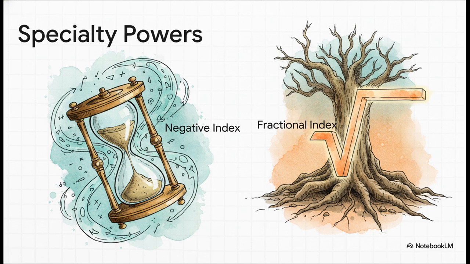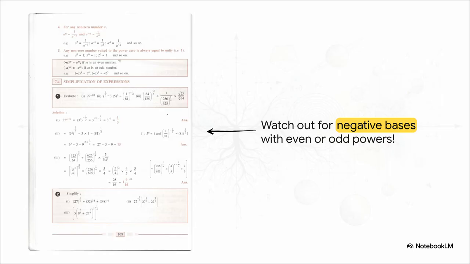And a fractional index? That's an instruction to find the root. A power of 1/2 is your standard square root. A power of 1/3 is a cube root. Once you know the code, they're just incredibly efficient ways to write out complex commands. Now, let's see how this all builds when the base itself is negative.